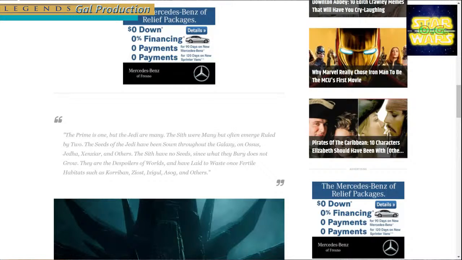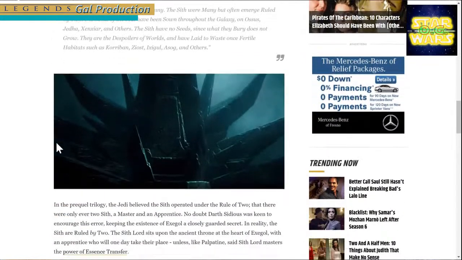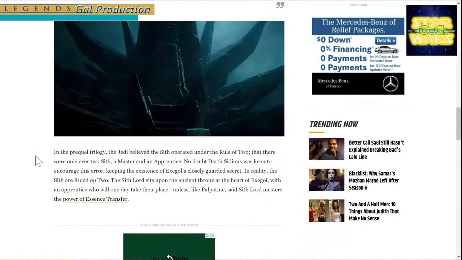The seeds of the Jedi have been sown throughout the galaxy on Ossus, Jedha, Zanzir, and others. The Sith have no seeds, since what they bury does not grow. They are despoilers of worlds and have laid to waste once fertile habitats such as Korriban, Zayast, Exegol, Asog, and others. And so that's what she reads in the texts.